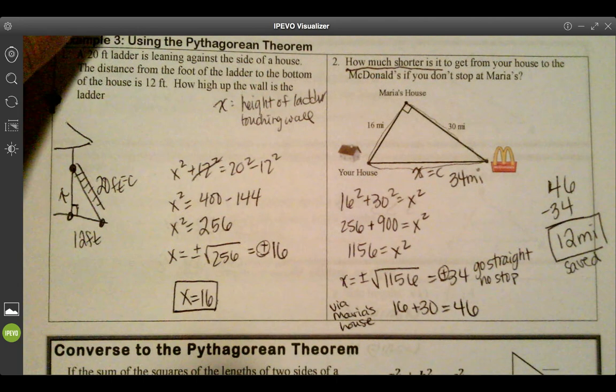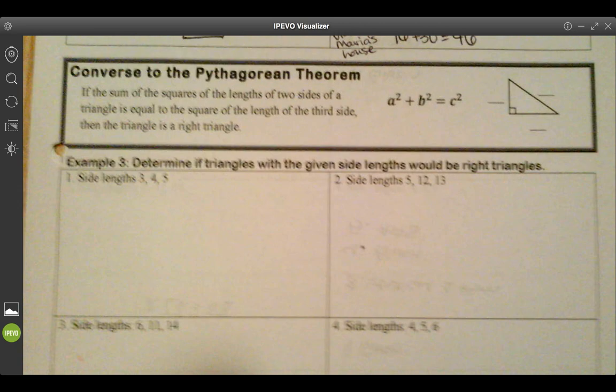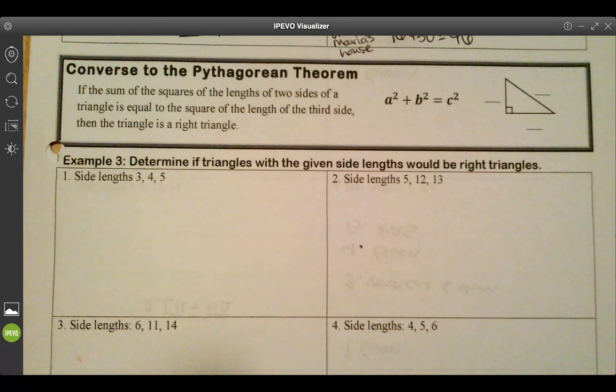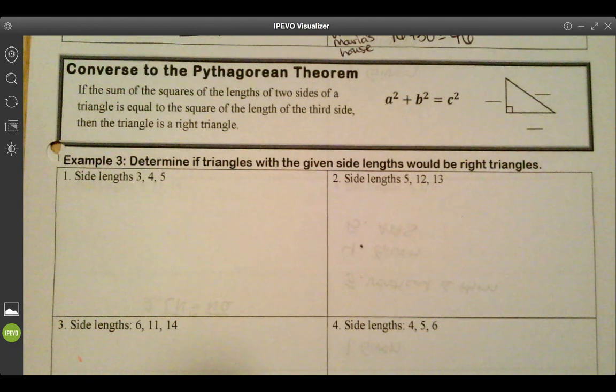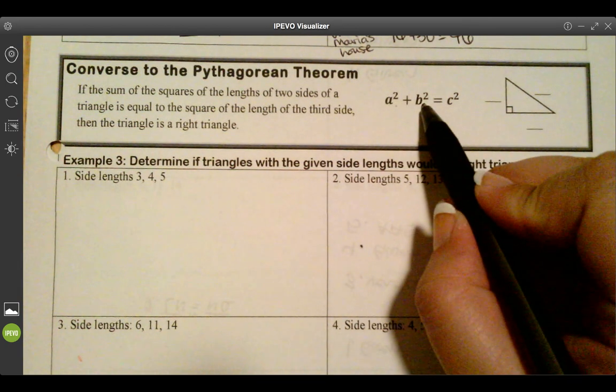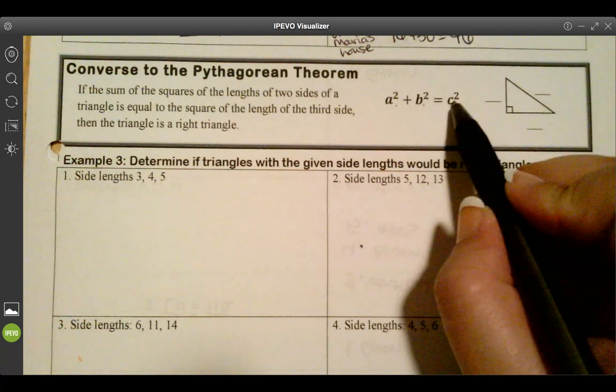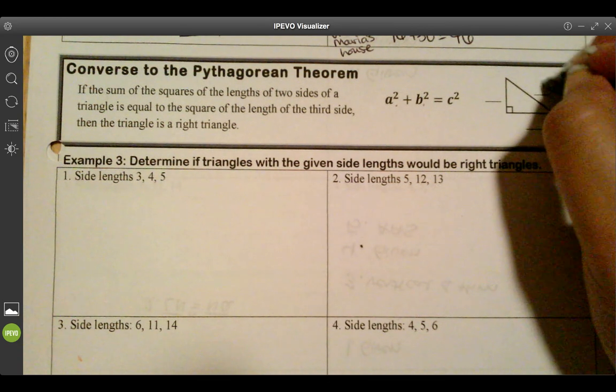Okay, so that's the Pythagorean theorem. Now the new part for this section is the converse of the Pythagorean theorem, using it backwards. And what that means is if I have a right triangle, the Pythagorean theorem works. So if the Pythagorean theorem works, then I should have a right triangle. So if I can find a squared plus b squared and say, oh, it does equal c squared, that should mean I have a right triangle.